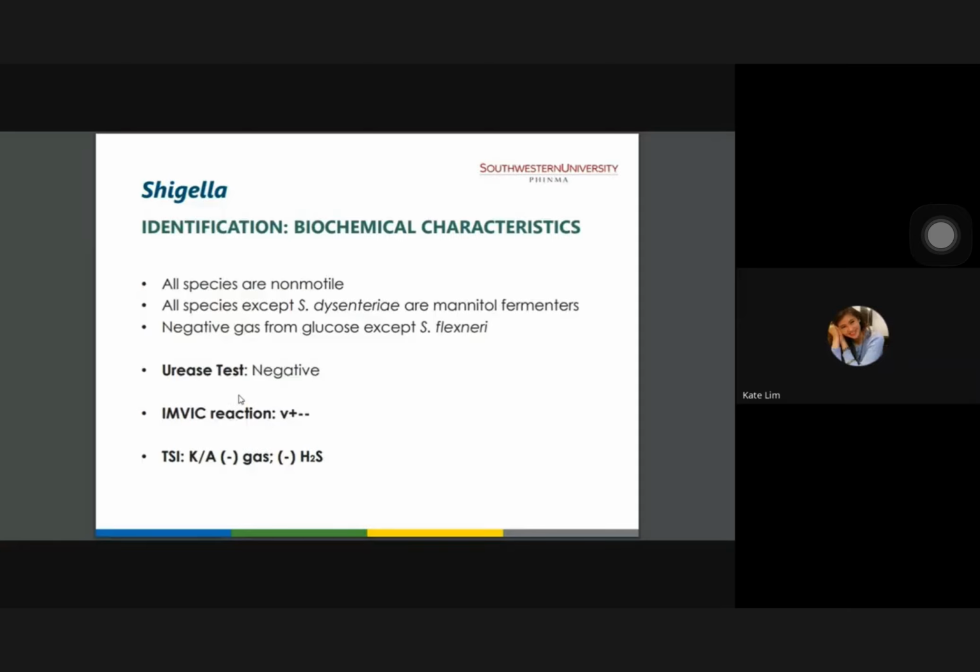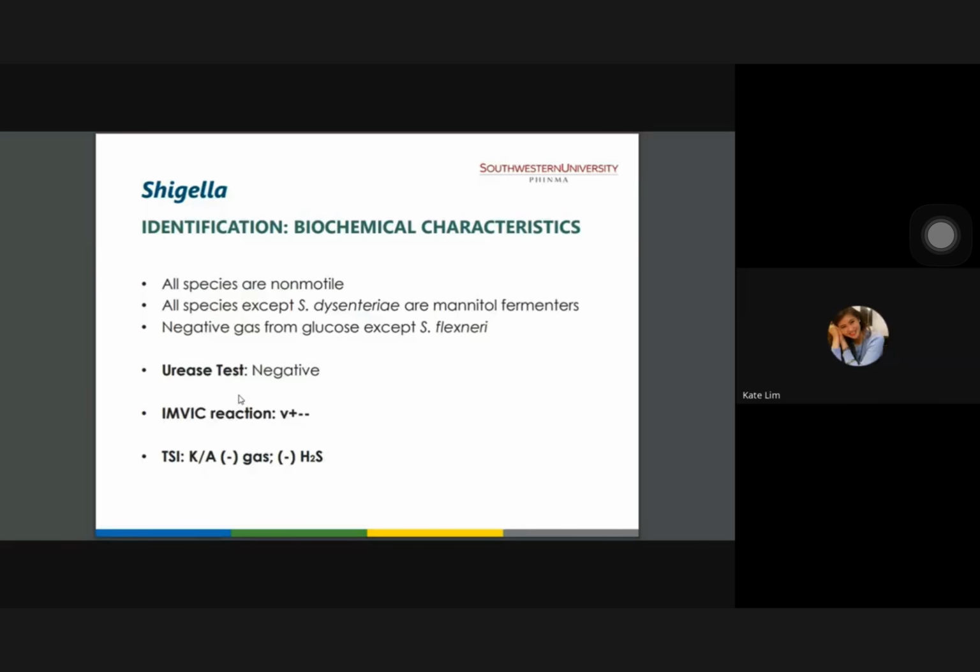So we cannot observe bubbles or cracks when Shigella is inoculated in your TSI or in your LIA. So it is negative for gas. Except for Shigella flexneri, it is urease negative. And please remember the IMViC reaction, that would be variable positive, negative, negative. These are some of the distinctive features that help differentiate Shigella from other species of Shigella, especially your dysenteriae and flexneri.